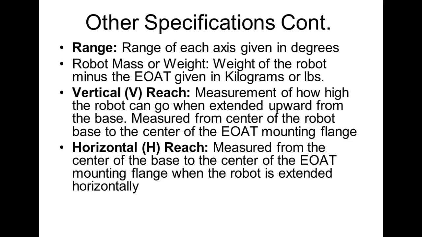Range, this is also referred to as reach, by the way. And then vertical range, this is the range of all axes given in degrees. Robot mass is going to be specified. What's that? That's going to be the weight of the robot itself, not the payload. Vertical reach and horizontal reach might not necessarily be the same, especially on a jointed spherical robot.